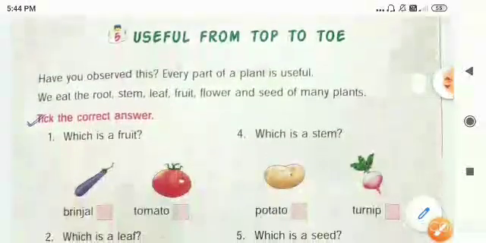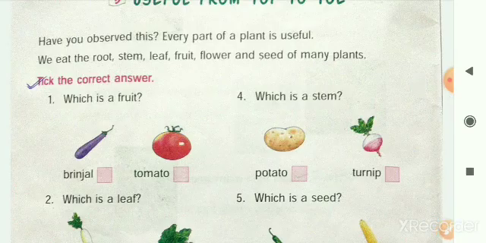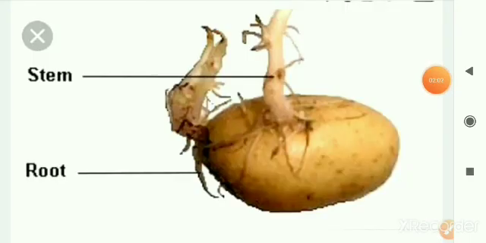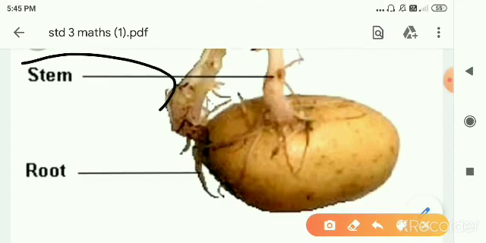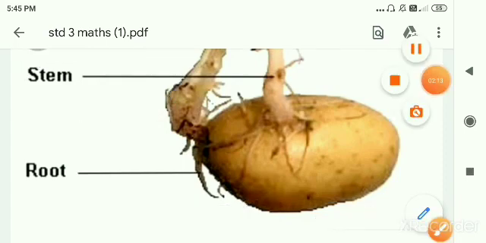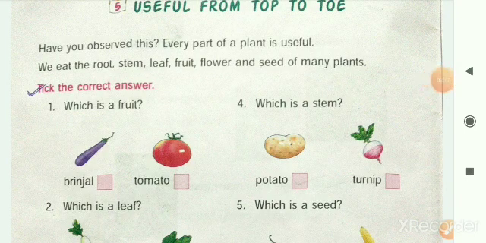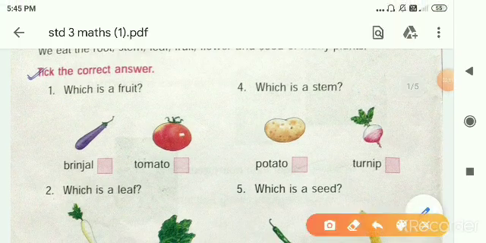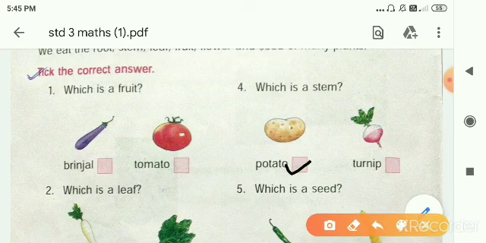Next, which is a stem? Potato or turnip? You know, turnip is a root vegetable, while potato is a stem vegetable. Potatoes grow on an underground stem. You can see here, this is the main trunk of the plant, that is the stem. So which is a stem? The answer will be potato. So tick this potato, not turnip.